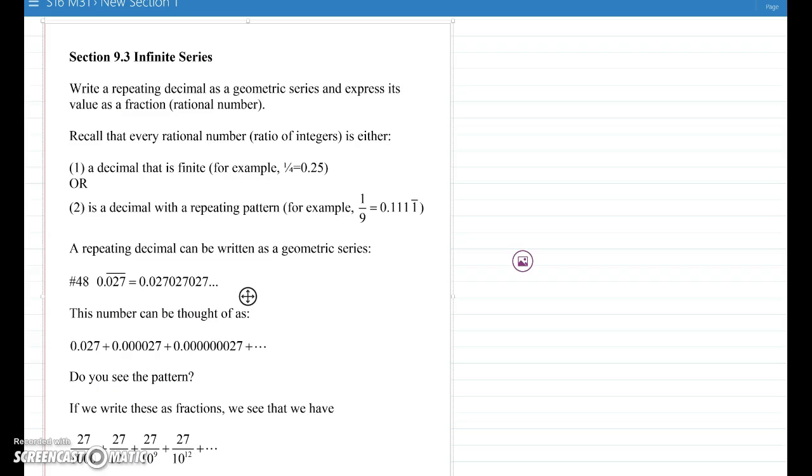So I want to talk about section 9.3, infinite series, the subtopic of writing a repeating decimal as a geometric series, and then expressing its value, its total, as a fraction or a rational number.